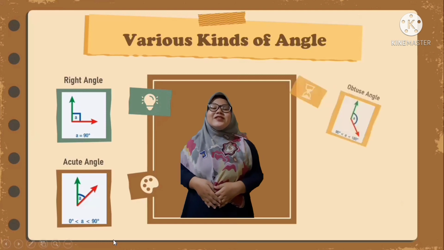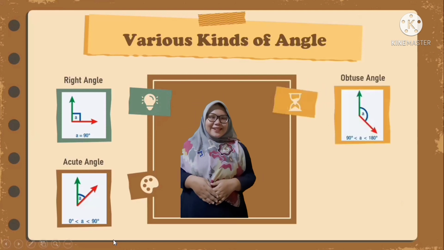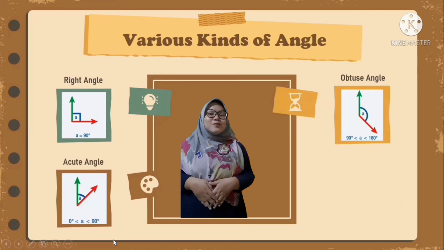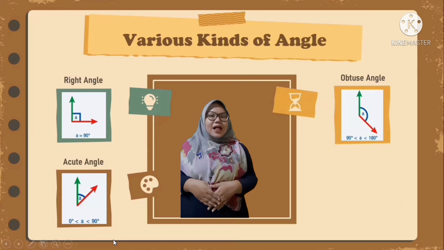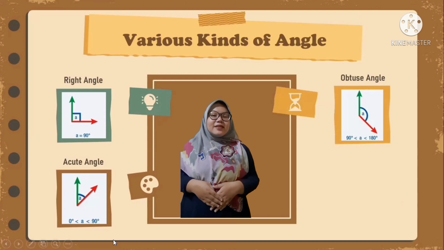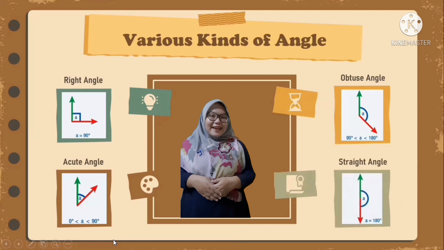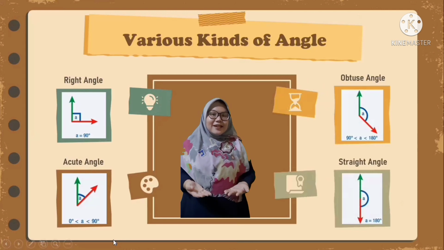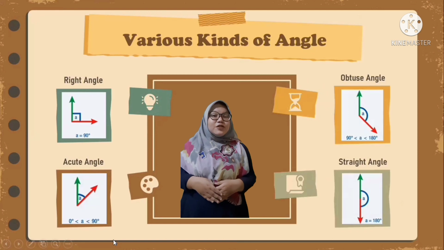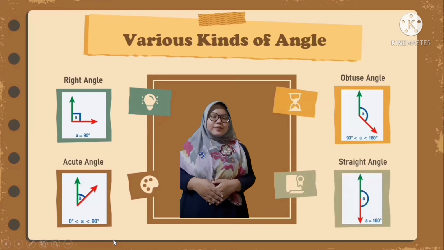3. Obtuse angle. An obtuse angle is an angle whose measure is greater than 90 degrees but less than 180 degrees. 4. Straight angle. A straight angle is an angle whose measure is exactly 180 degrees.